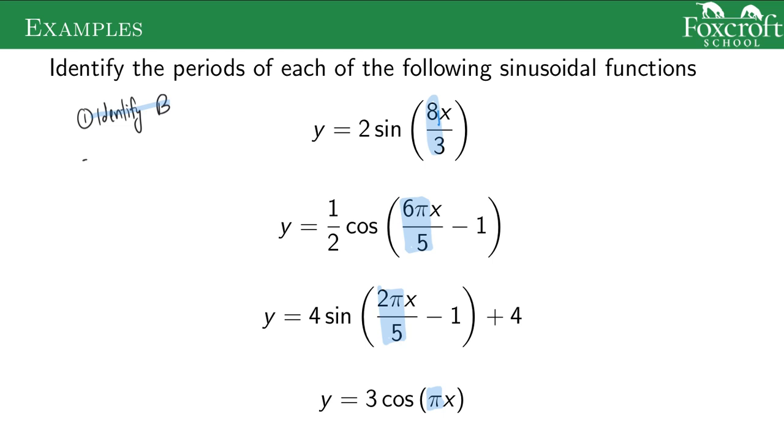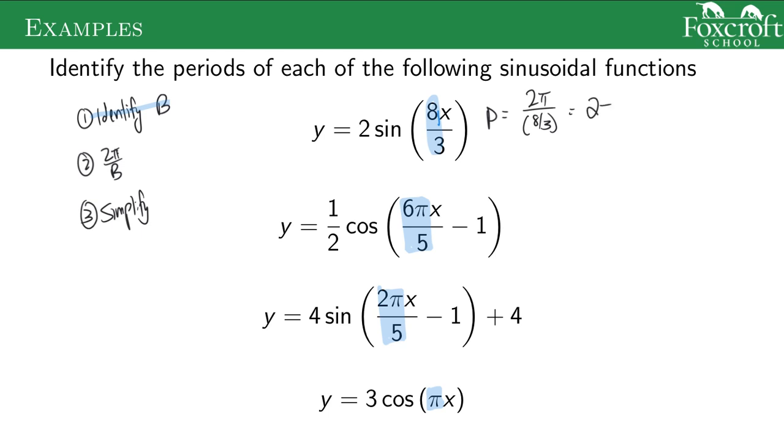All right, step 2 is do 2 pi divided by b. And step 3 is just to simplify. All right, so now that I know my b value, I know my new period is going to be 2 pi divided by 8/3.